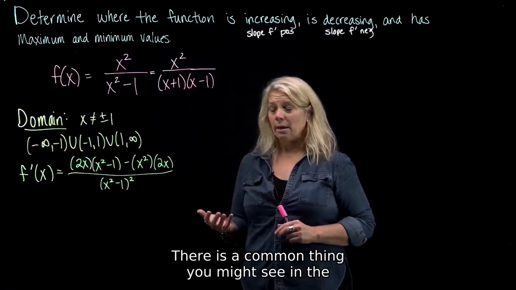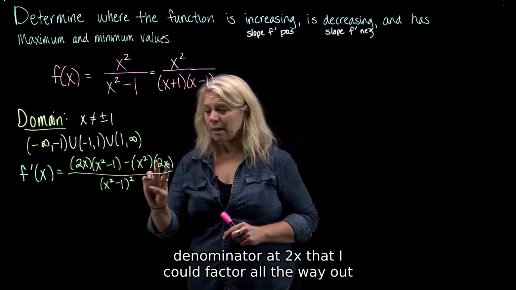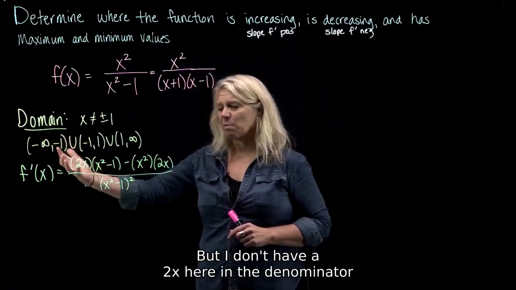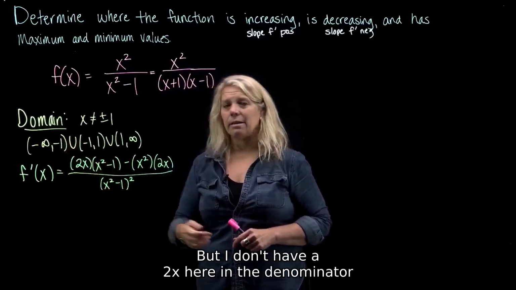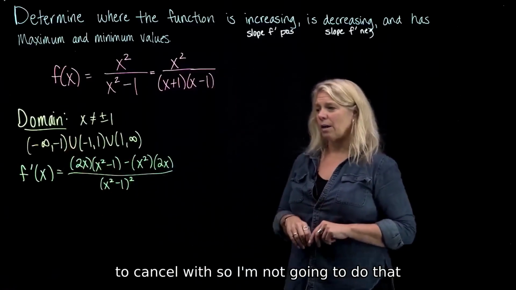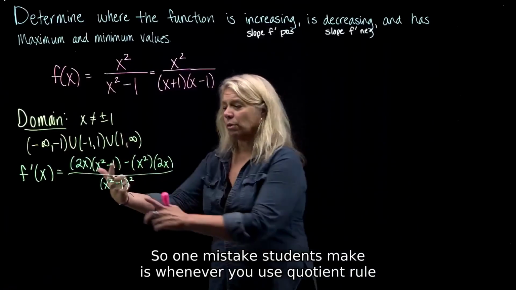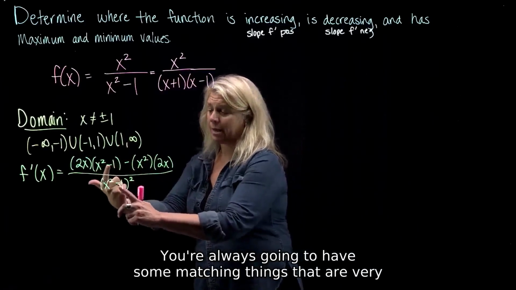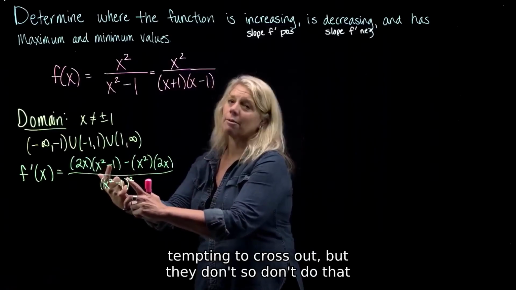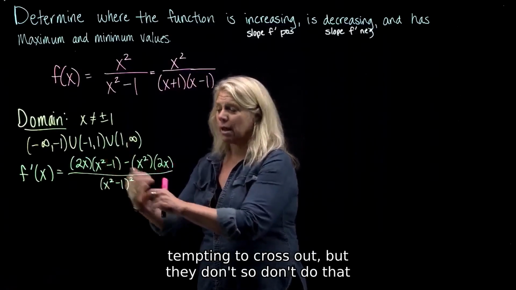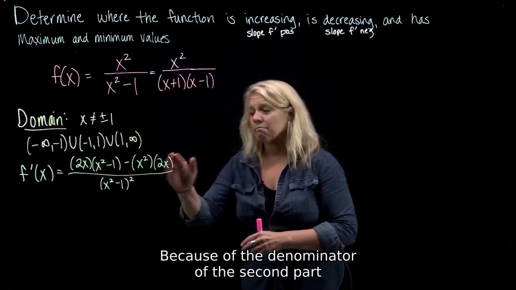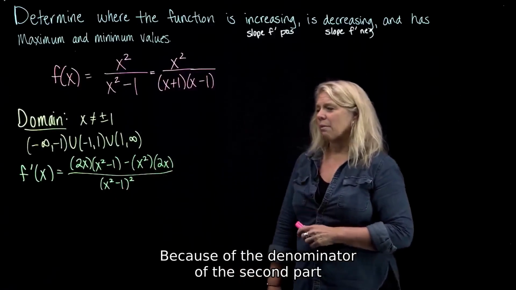There is a common thing you might see in the denominator, a 2x, that I could factor all the way out, but I don't have a 2x here in the denominator to cancel with, so I'm not going to do that. So one mistake students make is whenever you use quotient rule, you're always going to have some matching things that are very tempting to cross out, but they don't cancel. So don't do that because of the denominator of the second part.